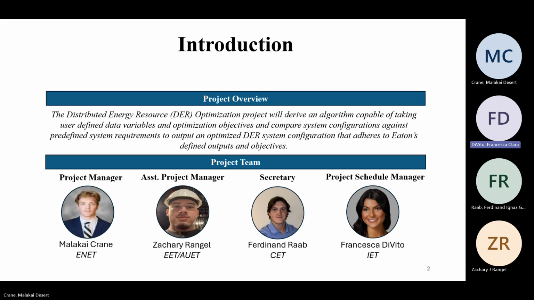Our project aims to optimize DER systems by identifying the most efficient configuration based on user-defined goals, whether that's cost, emissions, or performance. We built an algorithm that tailors system recommendations based on those priorities while staying aligned with Eaton's technical standards. We have 4 team members. Each one of us has different responsibilities during this project.